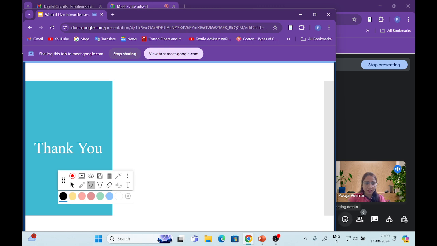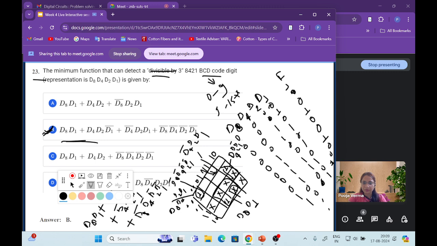Ma'am, that BCD code divisible by 3. Why had we considered 0 also as function 1? Because that can be divisible. 0 can be divisible by any number. In that case, we are taking 0 because that can be divisible. If you are taking any other number, 5 also, you will consider 0. 0 will be considered in that case.